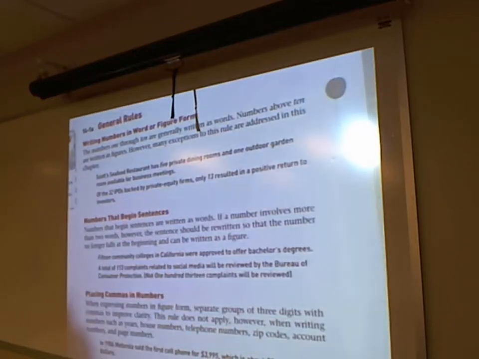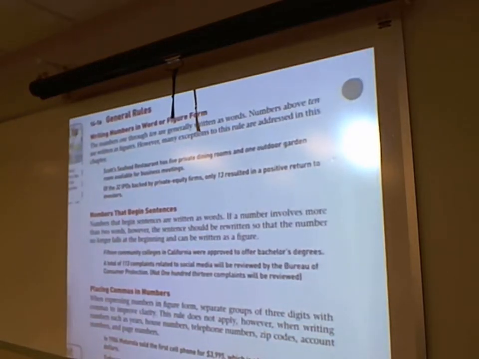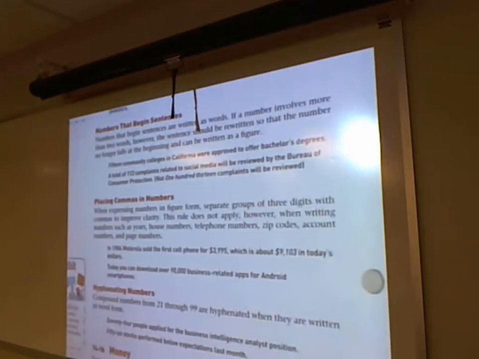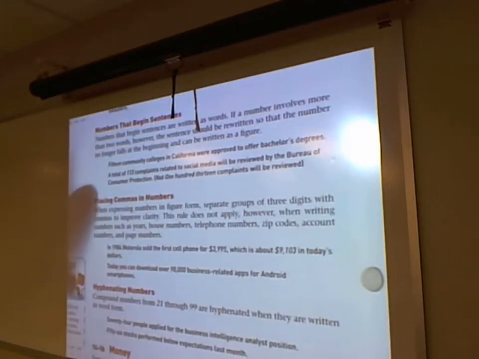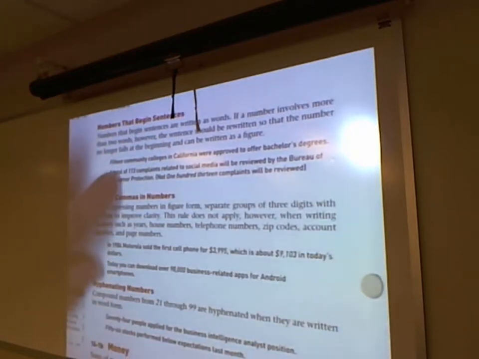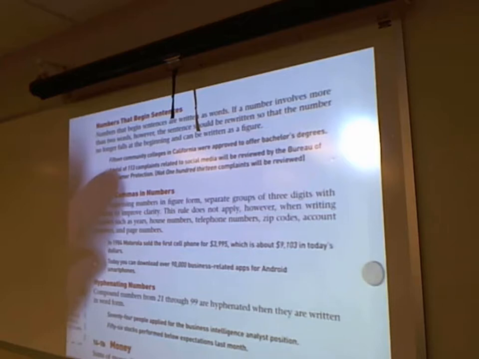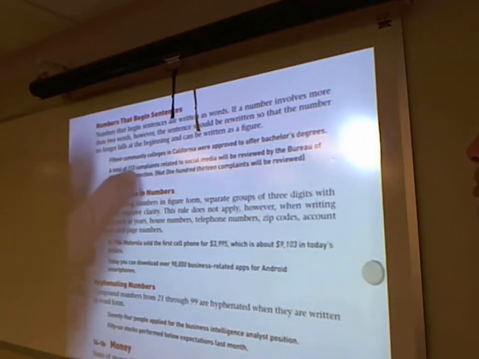Okay, then the next section, numbers that begin sentences. Rephrase it if you can, but if it's awkward for you to do so, then make sure the number is spelled out as a word. Fifteen community colleges in California were approved to offer bachelor's degrees. But if it's a really long number, definitely reword it. So you wouldn't say 113 complaints related to social media. You wouldn't begin there. You say a total of 113 complaints and make it a figure.